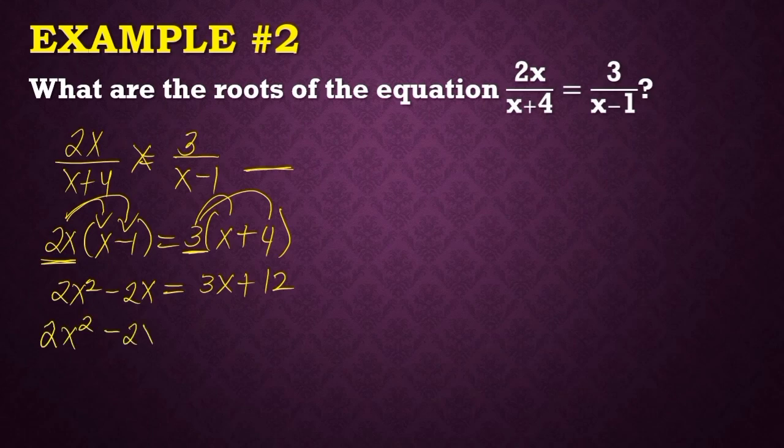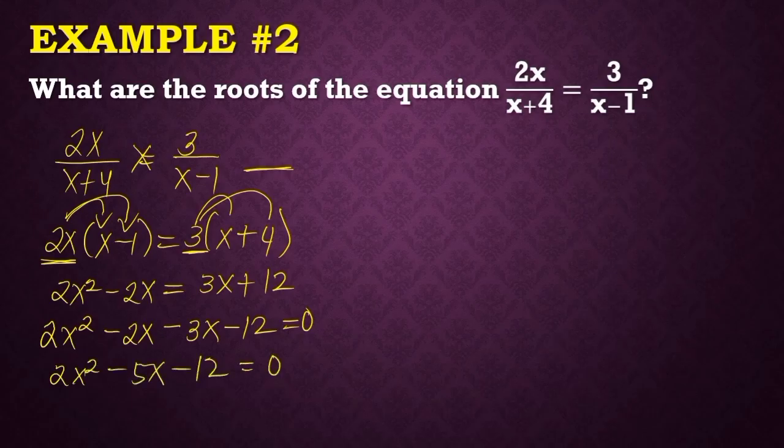Now, 2x squared minus 2x, and then itong 3x plus 12, ililipat natin sa left side, magiging minus 3x minus 12 is equal to 0. And then, 2x squared minus 5x minus 12 is equal to 0. So, gagamit tayo ng AC method. So, imamultiply natin yung 2 saka negative 12, that is negative 24. Now, iisip tayo ngayon ng factors ng negative 24 na kapag pinag-add natin, lilitaw yung coefficient ng middle term, that is negative 5.